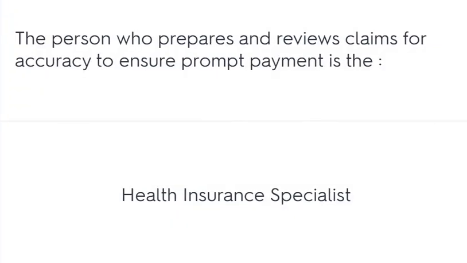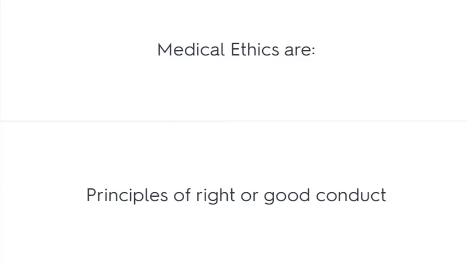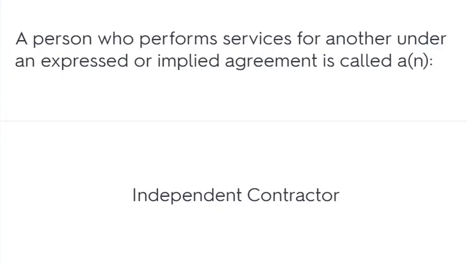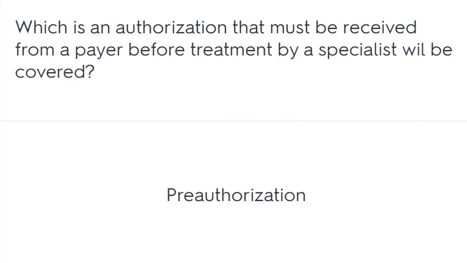The person who prepares and reviews claims for accuracy to ensure prompt payment is the Health Insurance Specialist. Medical ethics are principles of right or good conduct. A person who performs services for another under an expressed or implied agreement is called an independent contractor, which is an authorization that must be received from a payer before treatment by a specialist will be covered. Pre-authorization.